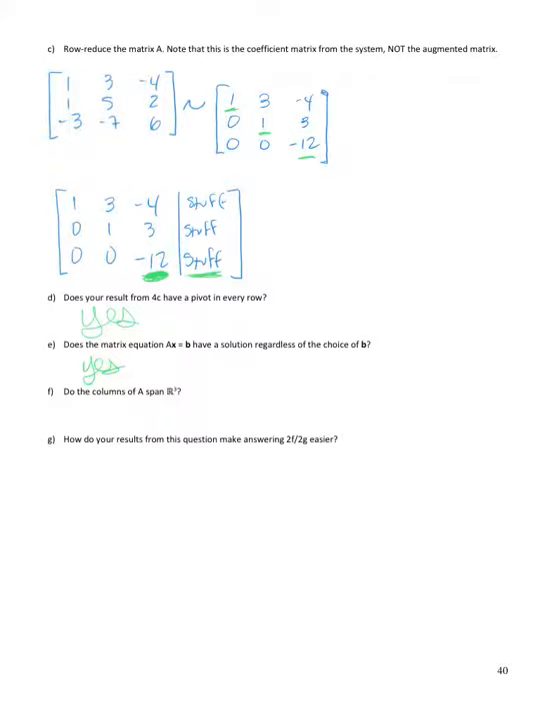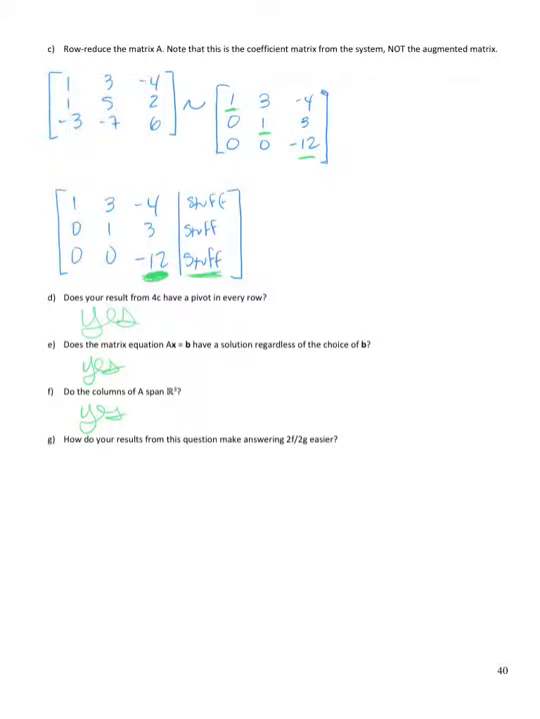And that is the definition of the columns of A spanning R3. So if you can find weights to put on the columns of A so that you can build any vector in R3, then the columns of A span R3.